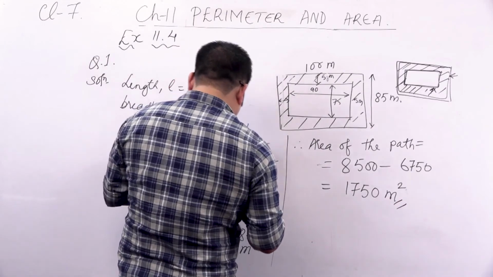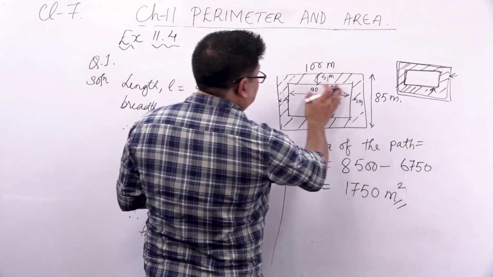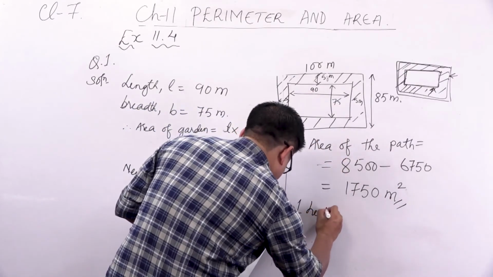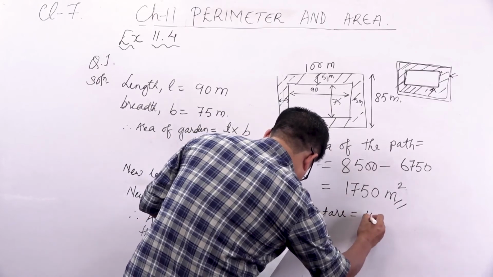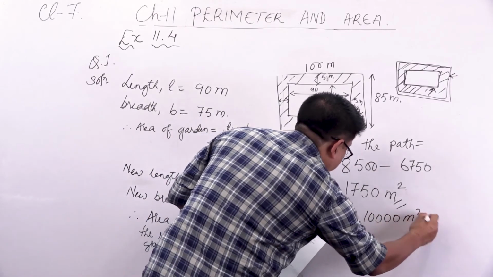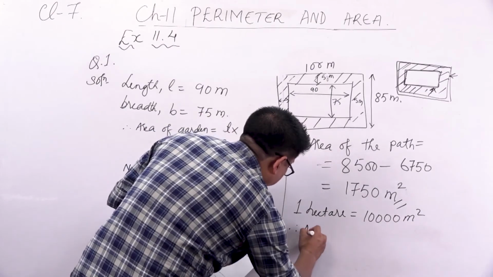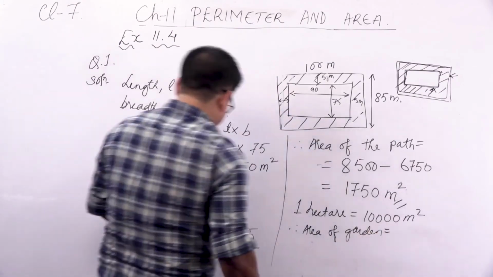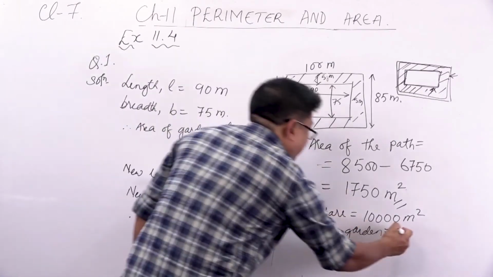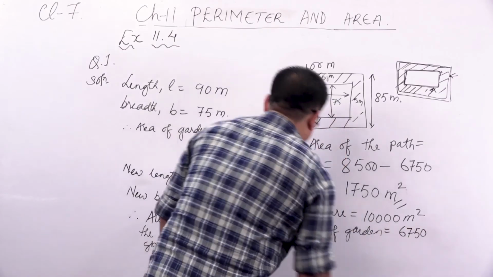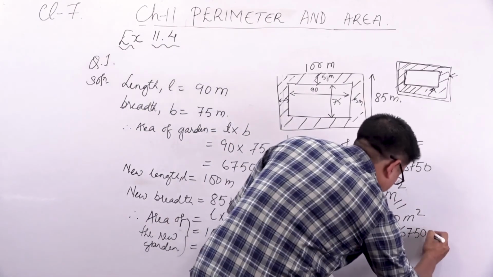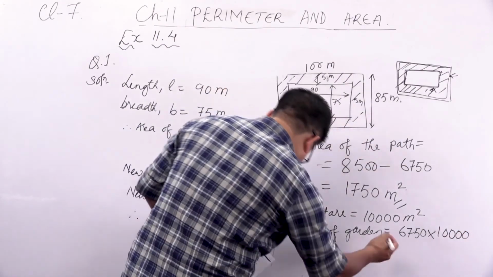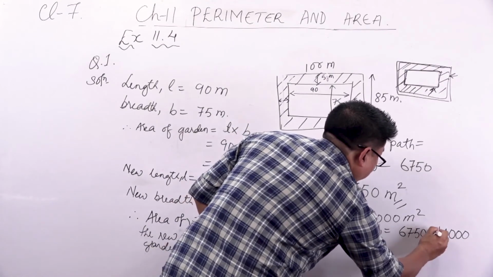And they have also asked us to find the area of the inside garden in hectares. So 1 hectare is equal to 10,000 meter square. Therefore, we already have the area of the garden, 6,750 meter square. Instead of meter square, now I'm going to put hectare. That's why I will multiply by 10,000. Not multiply, sorry, I will divide by 10,000.